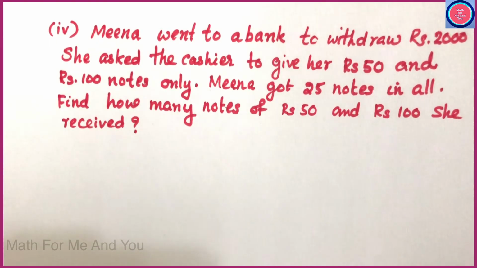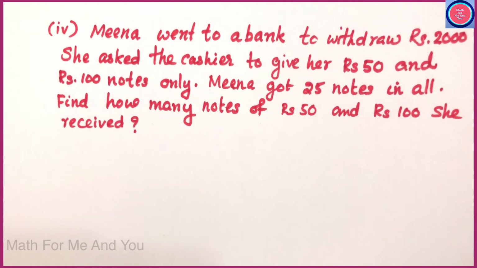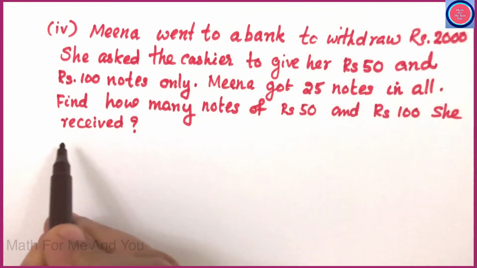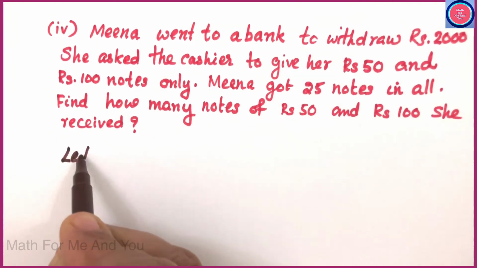Meena went to a bank to withdraw rupees 2000. She asked the cashier to give her rupees 50 notes and rupees 100 notes only. Meena got 25 notes in all. Find how many notes of rupees 50 and rupees 100 she received. So two items we need to find: the number of rupees 50 notes and the number of rupees 100 notes. We can select them as x and y.